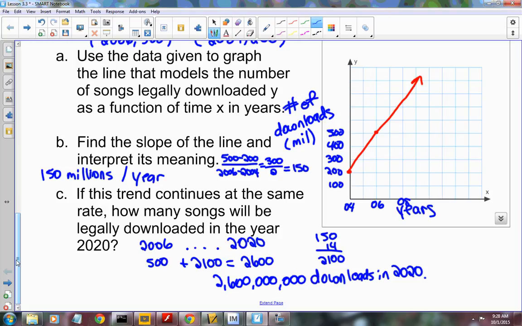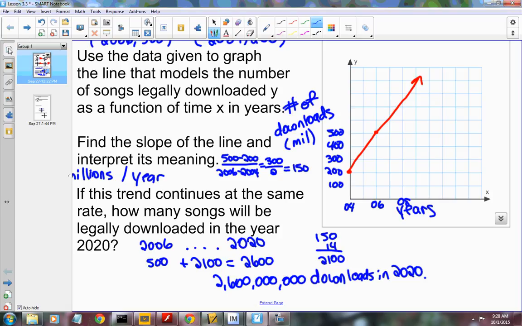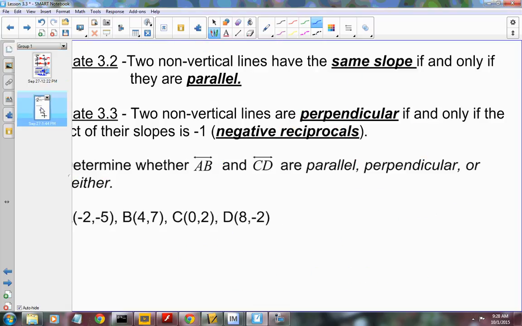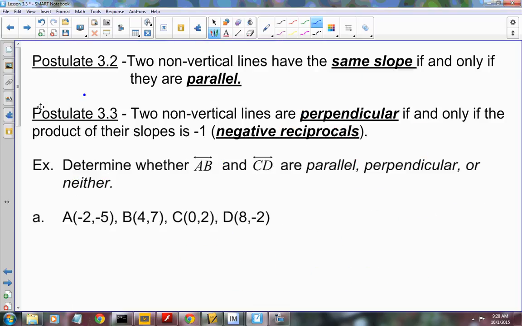All right, any questions on what I did there? Okay, so that's all from last year. Now, I don't know if you guys covered this, I think you might have a little bit, but these next two postulates are very important, especially for this chapter. It says two non-vertical lines have the same slope if and only if they are parallel. So what that means is that parallel lines have the same slope.